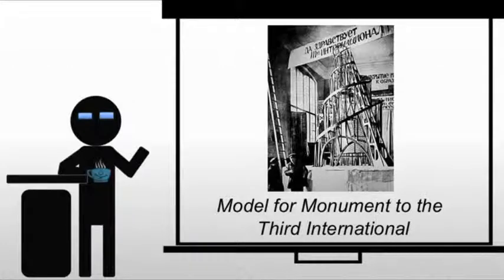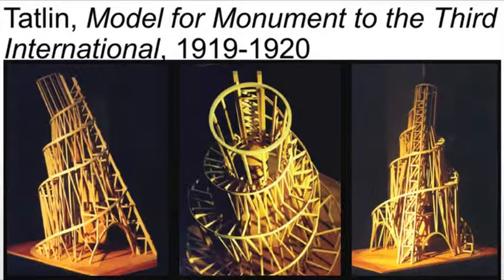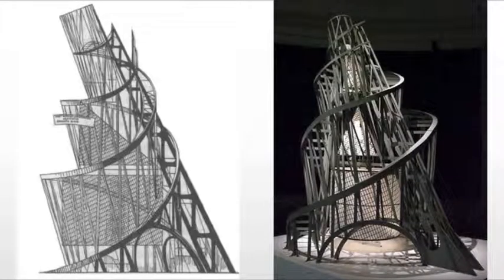Now, his more famous piece is the model for the monument to the Third International, and this is a 20-foot tall model. It's never actually built into a full-sized structure. And this was shown in Petrograd, or St. Petersburg, and Moscow in 1920. The actual tower would have been about 1,300 feet tall and the largest sculpture ever conceived.